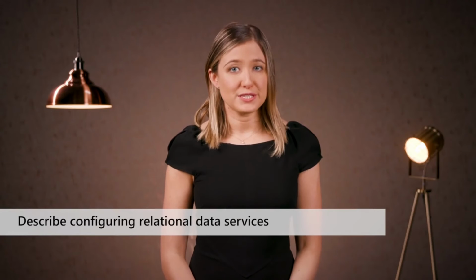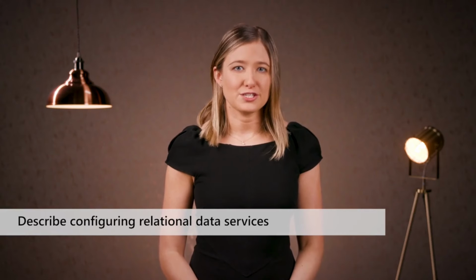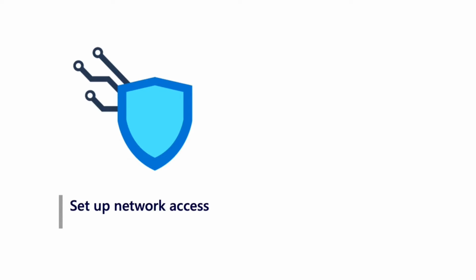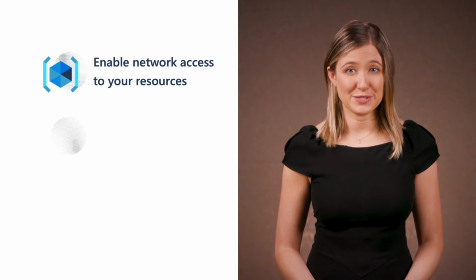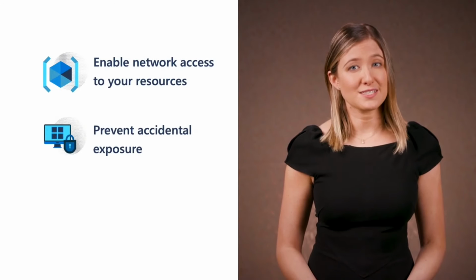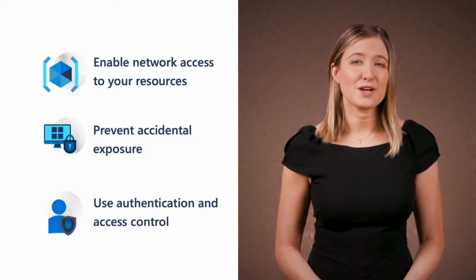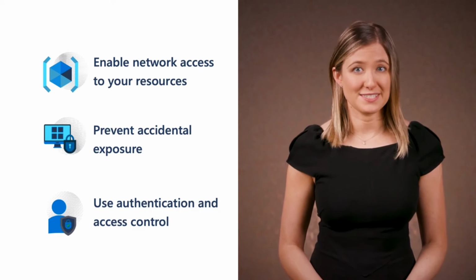After you've provisioned a resource, you'll often need to configure it to meet the needs of your applications and environment. For example, you might need to set up network access or open a firewall port to enable your applications to connect to the resource. In this part, you'll learn how to enable network access to your resources and how you can prevent accidental exposure of your resources to third parties. You'll see how to use authentication and access control to protect the data managed by your resources.